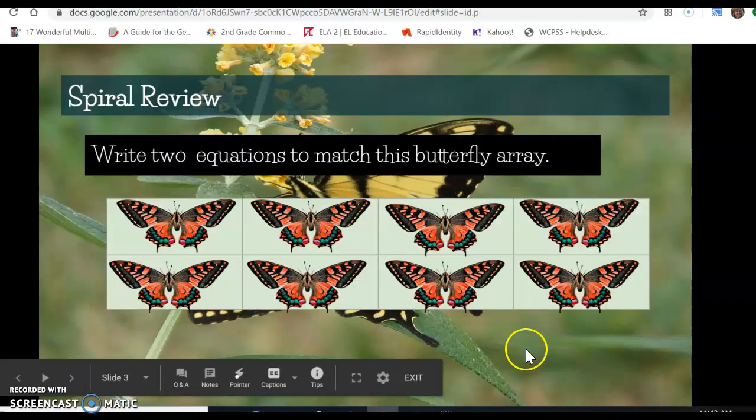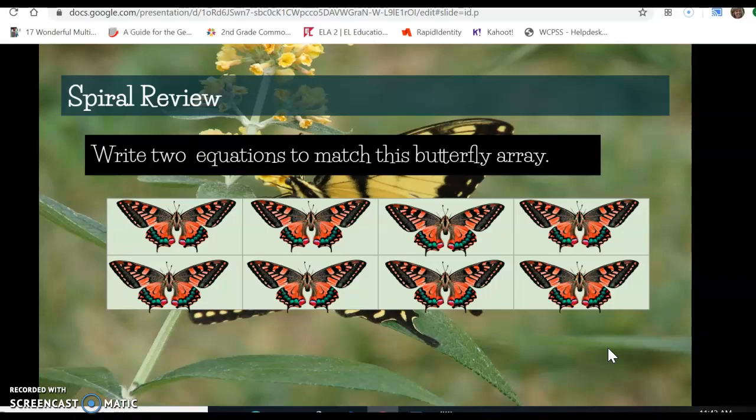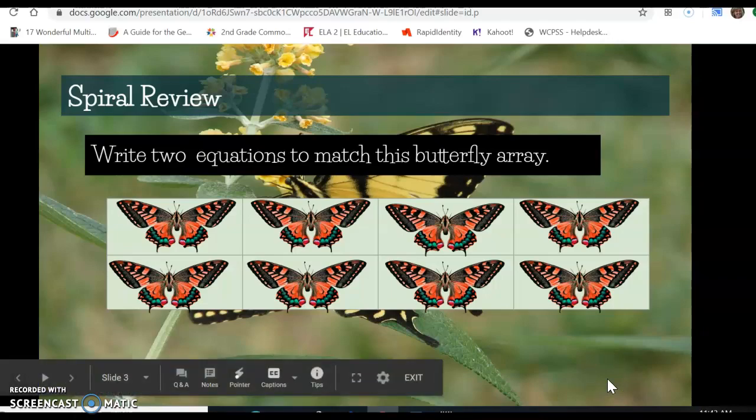Before we start solving word problems, let's do some review. Do you remember when we did arrays? Let's think back. We can write equations to match an array. Pause the video for a few seconds and write two equations to match this butterfly array.